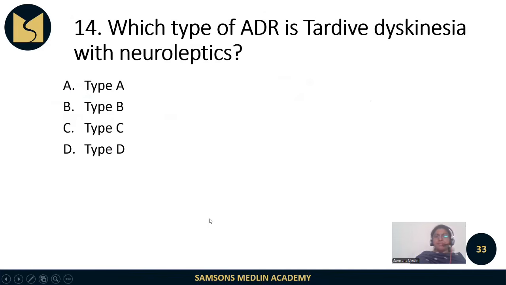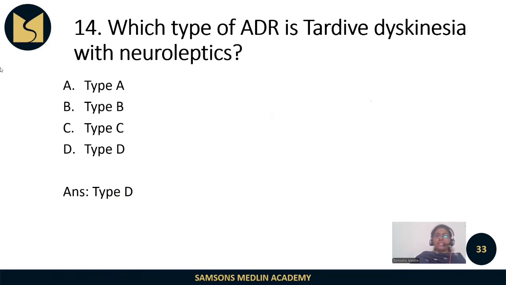Next question. Which type of ADR is tardive dyskinesia with neuroleptics? Options: type A, type B, type C, and type D. The answer is option D, that is type D.